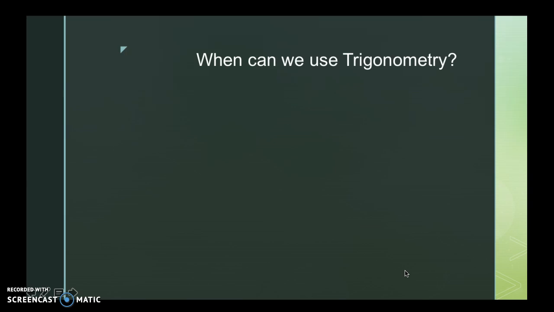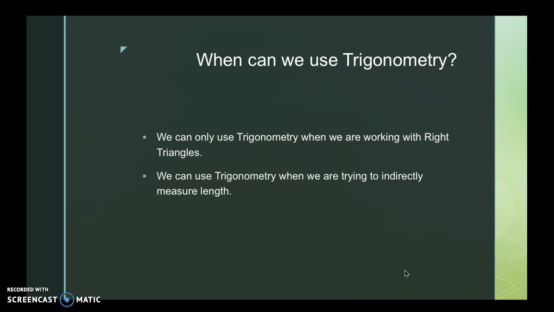When can we use trigonometry? We can only use trigonometry when we are working with right triangles. In the future, we will be able to use trigonometry with obtuse and acute triangles, but there is some extension that needs to be done before we get there. So, in the beginning, we can only use trigonometry when we are working with right triangles.